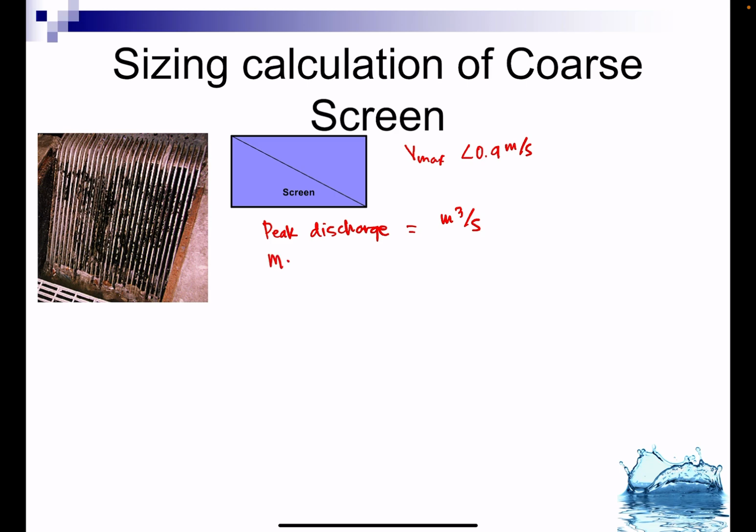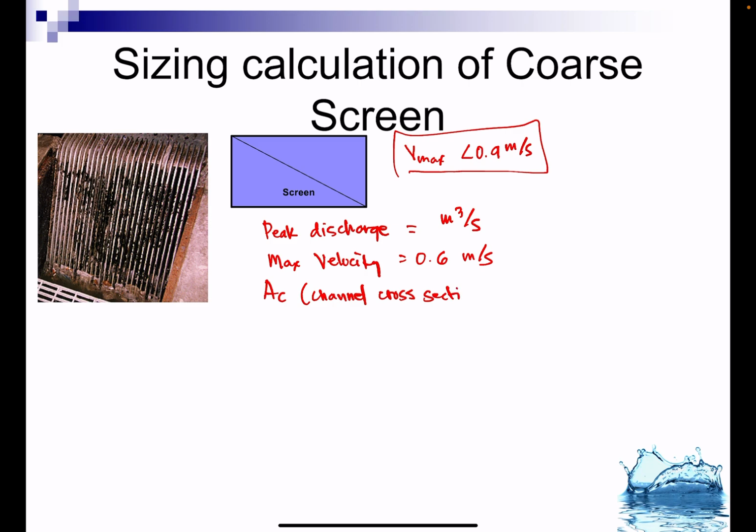And assume again a maximum velocity. Take note, any velocity should not be greater than 0.9. So assuming ako ng maximum velocity, which is 0.6 meters per second, I could compute for the AC. What is the AC? It's the channel cross section. The channel cross section is basically the peak discharge in cubic meter per second divided by the maximum velocity in meters per second. So you get that in meter squared.